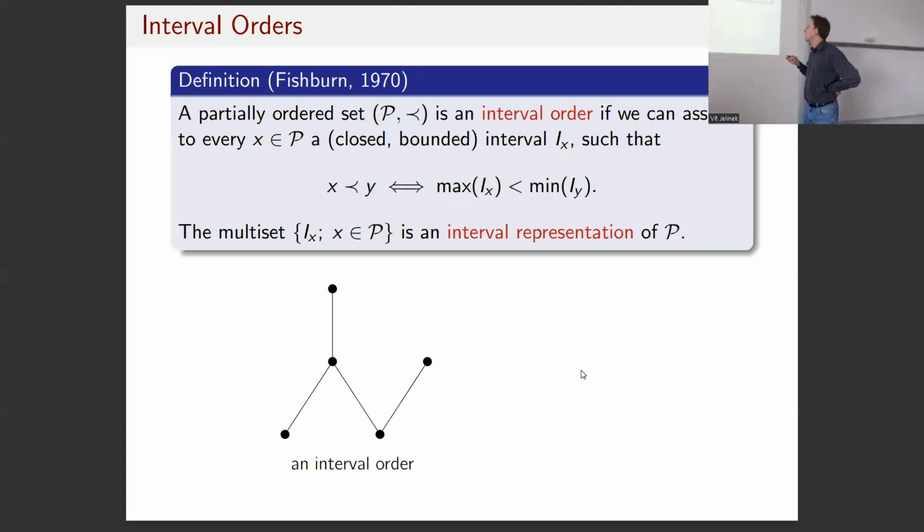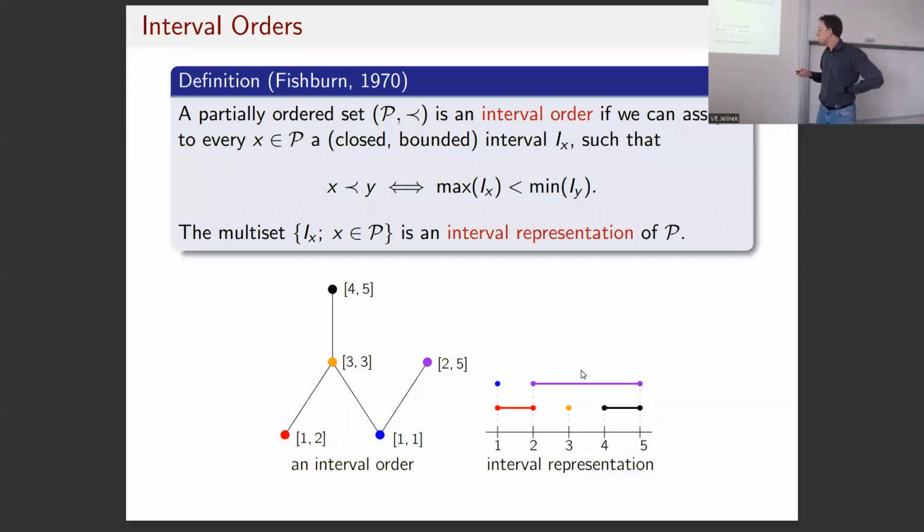And if the poset can be represented by intervals in this fashion, I will say that it's an interval order, and the collection of intervals is then an interval representation of the poset. So down here, you have an example of an interval order, a Hasse diagram, and here's a possible interval representation. Say this minimum element received interval 1, 2, which is completely to the left of the interval 3, 3. So these two elements are comparable and so on.